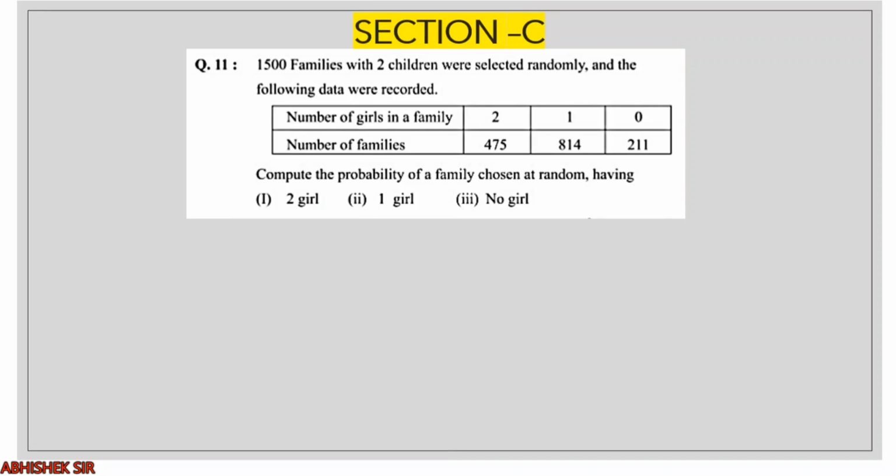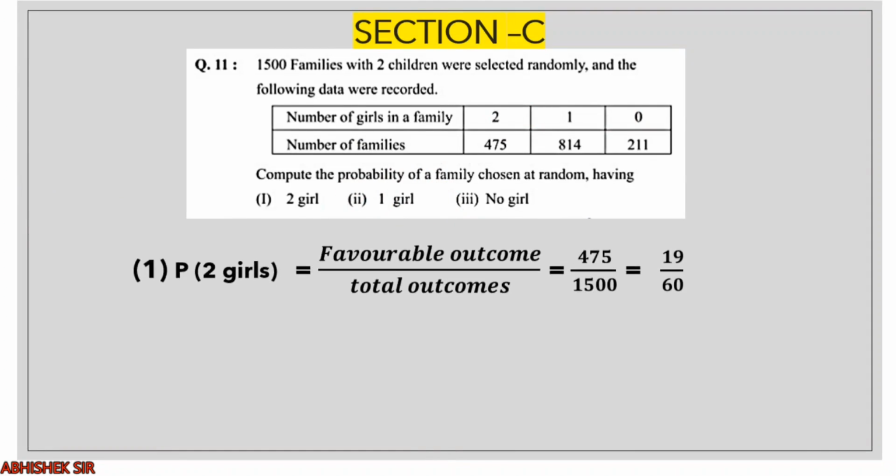Now we have section C, question number 11. A table is given in which 1500 families with 2 children were selected randomly and the following data were recorded. 3 parts are there. 2 girls, there are 475 families. Only 1 girl, 814 families, and no girl, 211 families were there. Now we have to compute the probability of a family chosen at random having 2 girls, then probability of having 1 girl and no girl. So in short, all 3 probabilities we have to find.